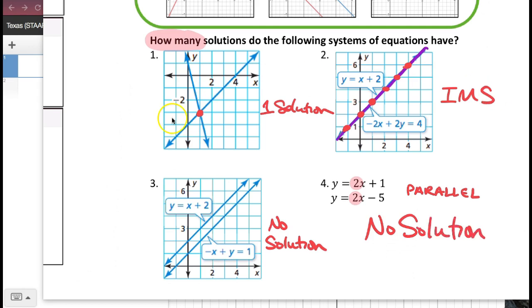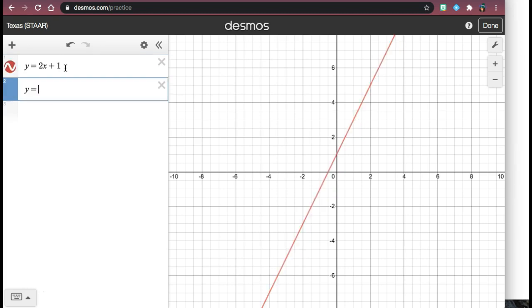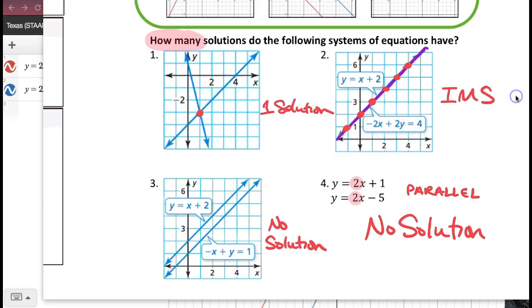But if we weren't 100% sure that that is correct, what we could do is take this system and type it into Desmos: y equals 2x plus 1 and y equals 2x minus 5, and visually check that they have no intersection point. These are parallel lines and no matter where I look, they never intersect. They have no solution.